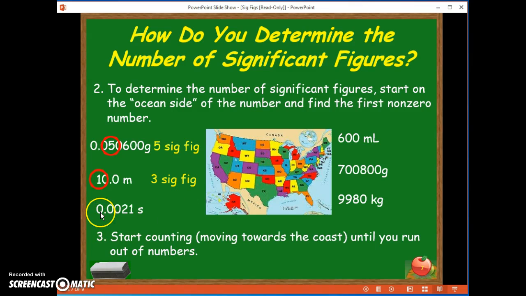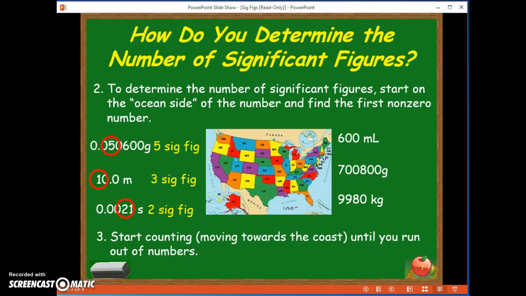For this one, we have 0.0021. So again, we're going to start counting at the first non-zero. So I'm going to stop when I see a non-zero. 2 is the first non-zero. Everything to the right counts. So 2, 1, 2 significant figures.